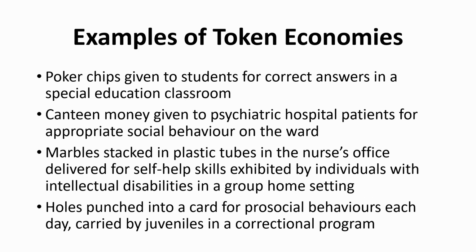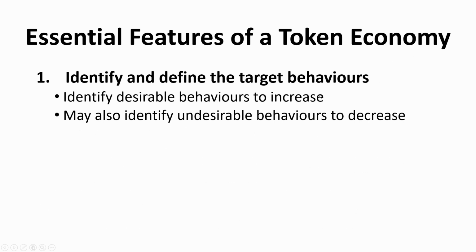So these individuals would hold on to cards, and whenever they do a good behavior, then someone would come and give them a hole punch, and if they earn enough punches to their card, then they can redeem those for certain benefits. All right, so hopefully by now you're starting to see some of the key points in a token economy. And if you're not quite getting there yet, that's all right, because we're going to break down the essential features of a token economy.